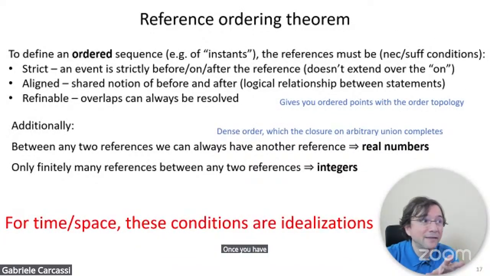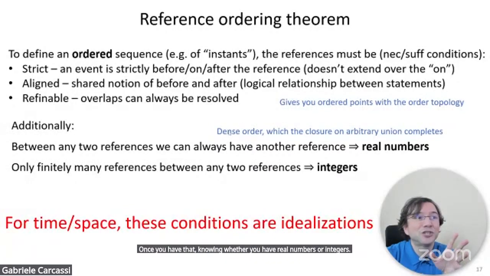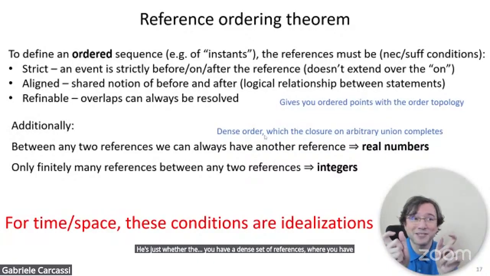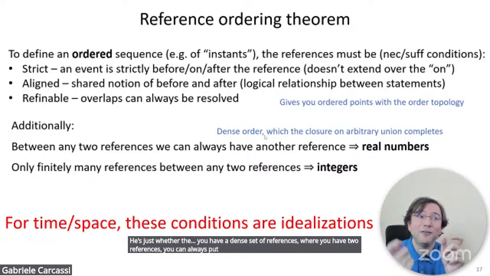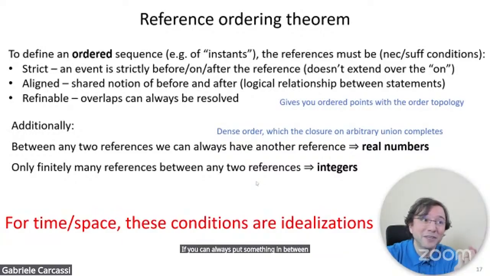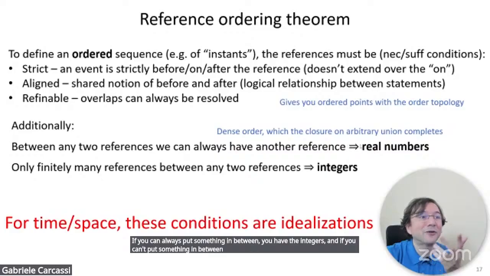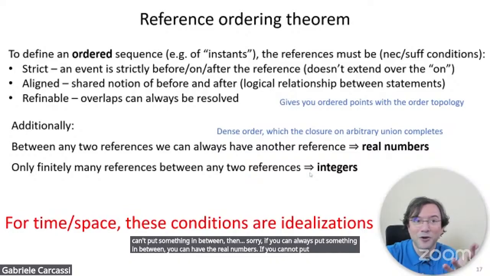Once you have that, knowing whether you have real numbers or integers is just whether you have a dense set of references. Where you have two references, if you can always put something in between, you can have the real numbers. If you cannot put something in between, you can only put finitely many, then you're going to get the integers.